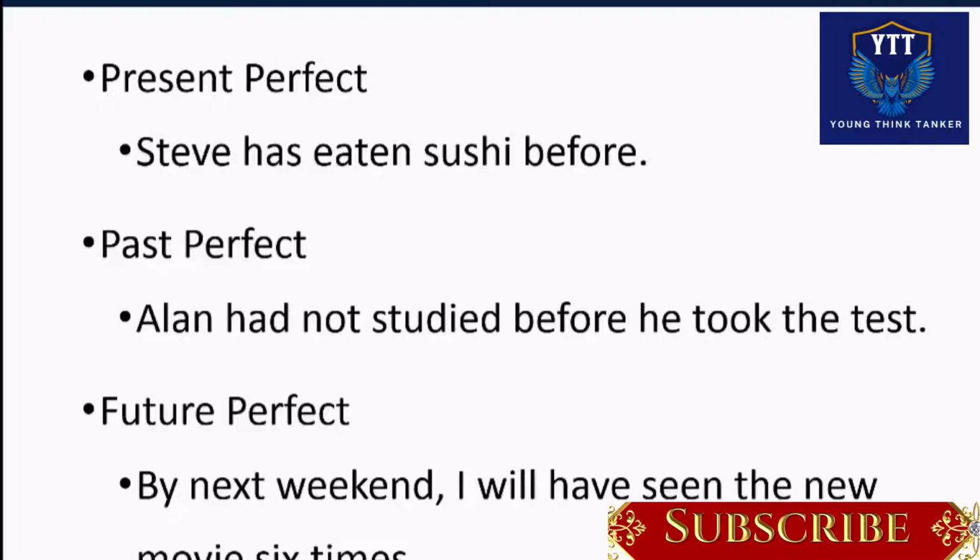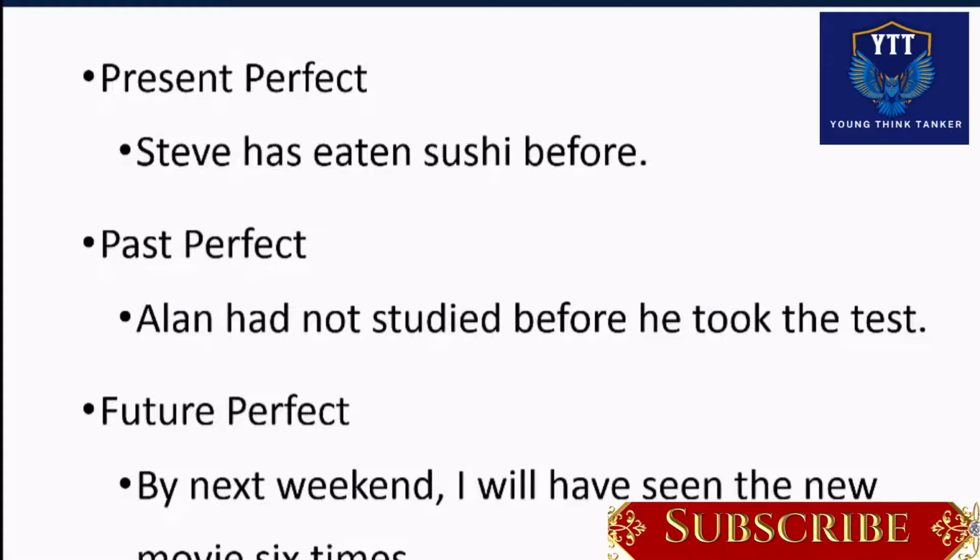When did he eat sushi? It was sometime before now, but we don't know when. To make the present perfect, we need two parts of the verb. We need the present tense of have, and if it's singular, we use has. And we need a past participle. The past participle of eat is eaten.